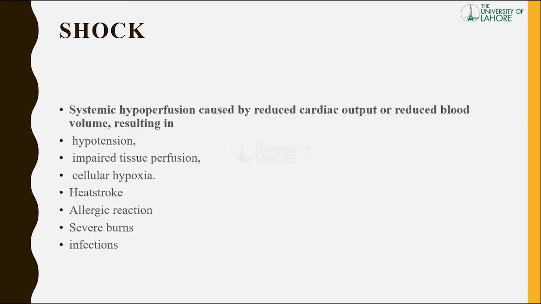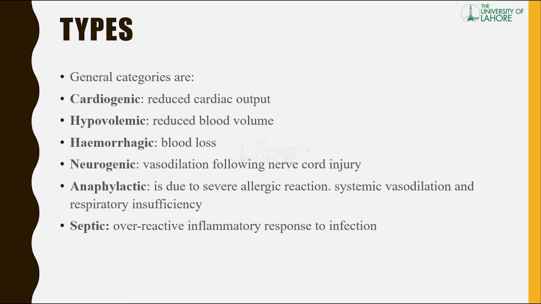Next is shock. Shock is systemic hypoperfusion caused by reduced cardiac output or reduced blood volume resulting in hypotension, impaired tissue perfusion, and cellular hypoxia, as in heat stroke, allergic reaction, severe burns, and infections. Next are the types of shock. There are the following types of shock: cardiogenic shock, hypovolemic shock, hemorrhagic shock, neurogenic shock, anaphylactic shock, and septic shock.